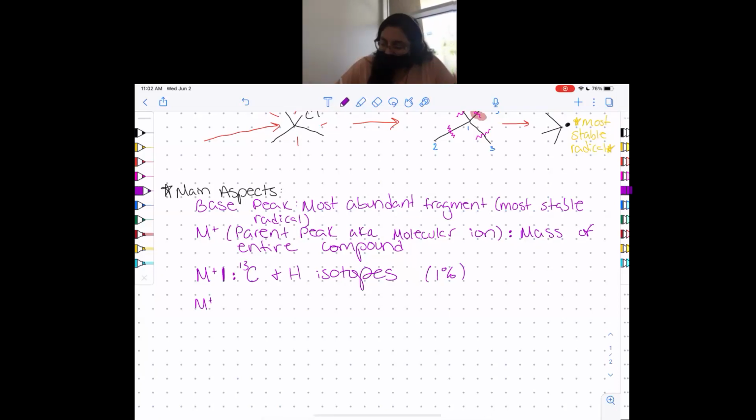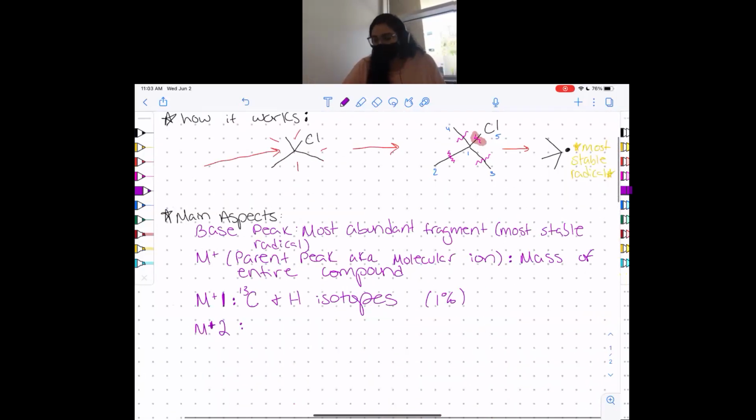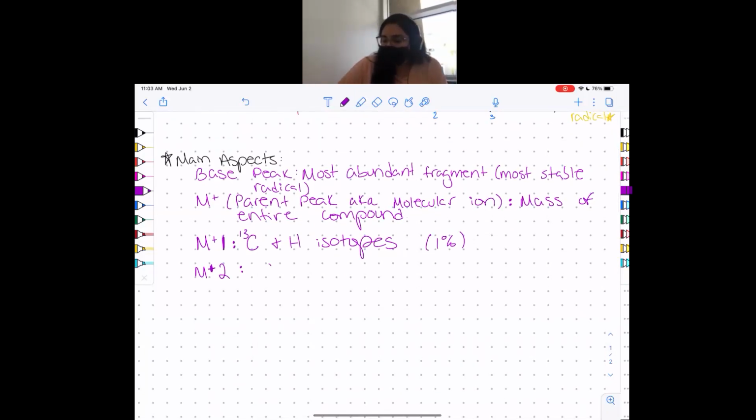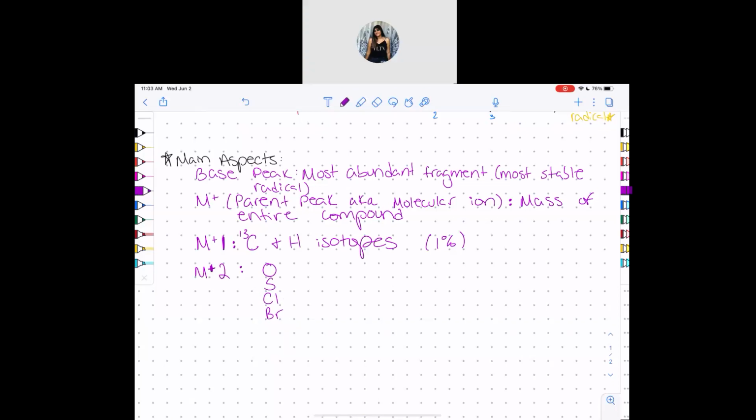Next to that, some molecules will have an M plus two peak. So unlike M plus one, every molecule is not going to have this. But if something does have this, it's going to indicate either an oxygen, a chlorine, a bromine, or one other thing. Does anyone have any idea? Sulfur? Sulfur, exactly.